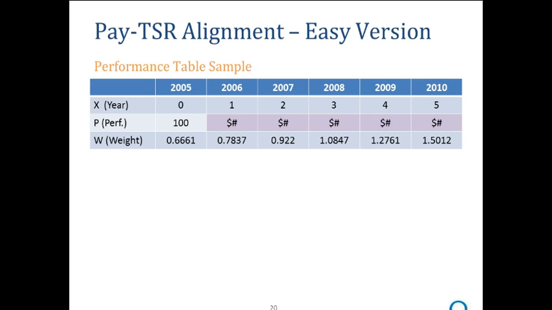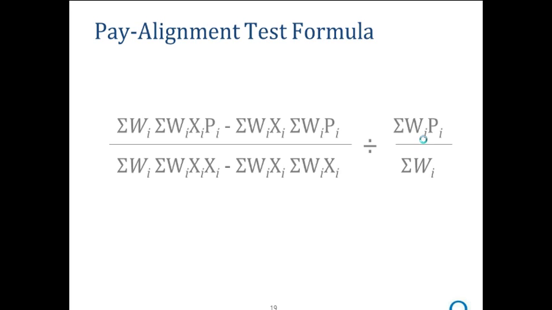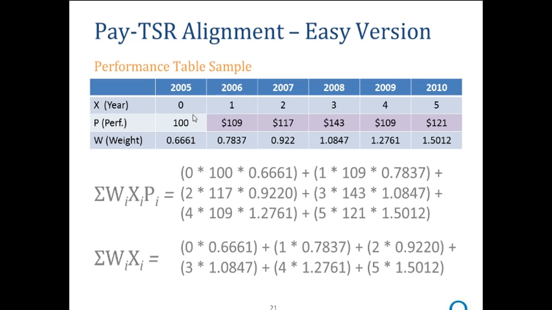And I'll show a sample here. I would hypothetically say that this is my stock price performance. You'll see I've changed the numbers to 109, 117. All you really are going to do is find W times X times P, and you take the sum for every combination. So you'll see here you have 0 times 100 times 0.661, 1 times 109 times 0.7837, et cetera, et cetera. That is the term that we saw right here. And the result, after you take the sum of all of those numbers, is what you're going to be plugging into this formula.